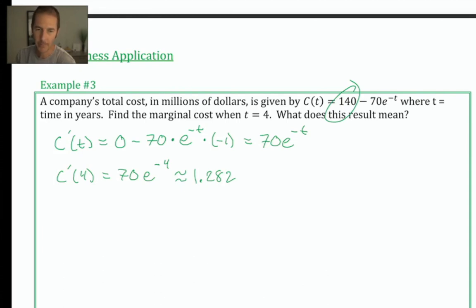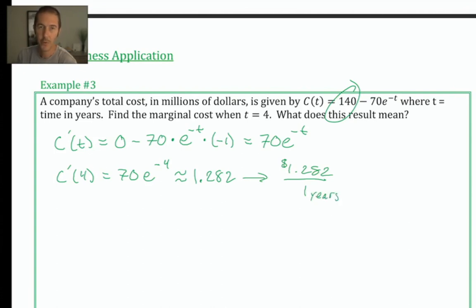How do I know that? Or how could you maybe more easily remember that that's what this marginal cost number means? Because remember that the first derivative is talking about rate of change, and rate of change is change in y over change in x, rise over run, or in this case, it's change in cost over change in time. So if I take this number of 1.282 and I express it as a fraction, this is being measured in millions of dollars, and the denominator is being measured in years.